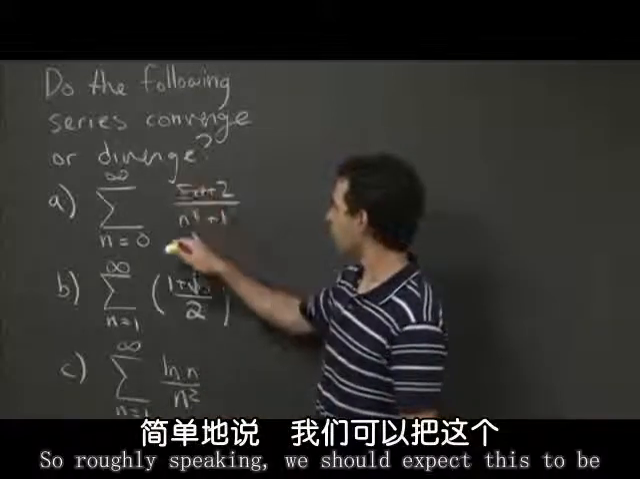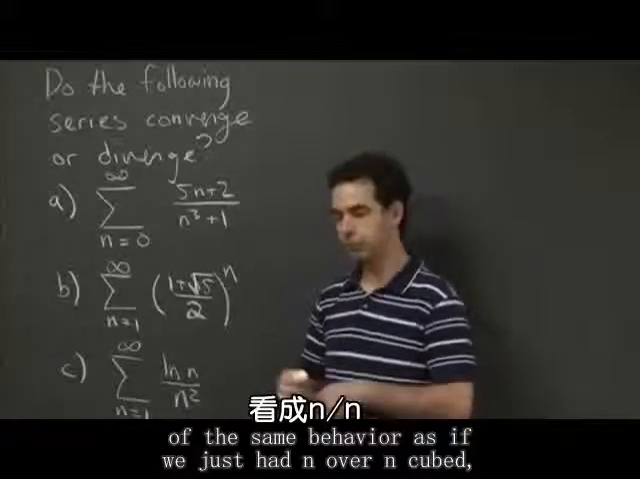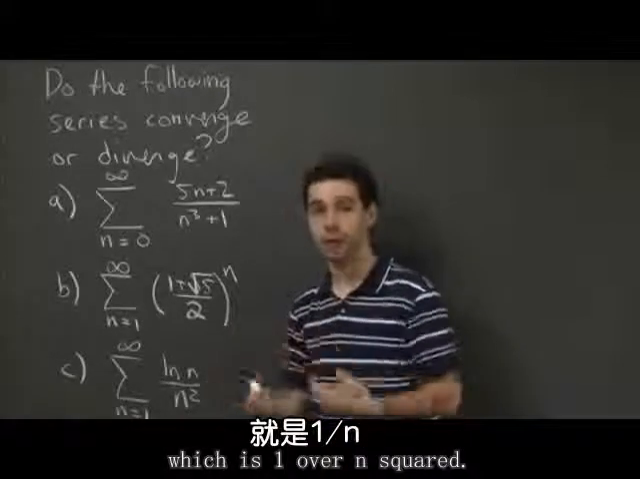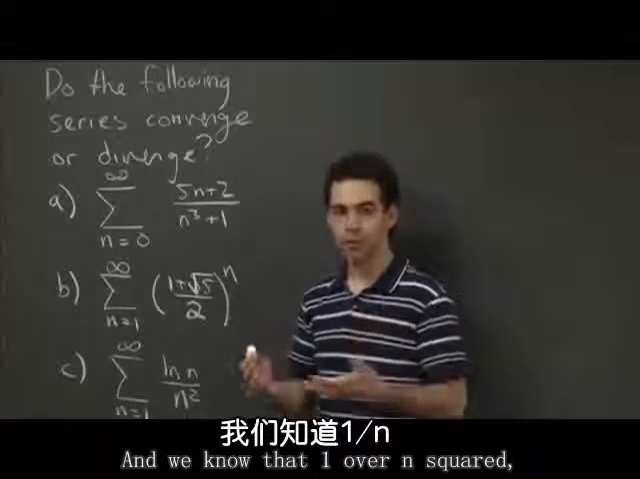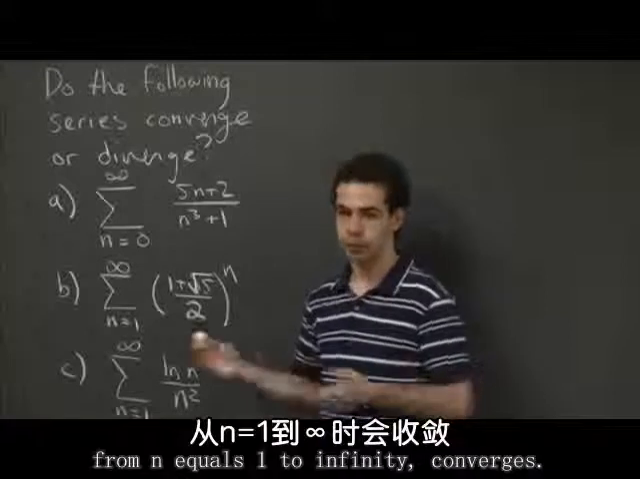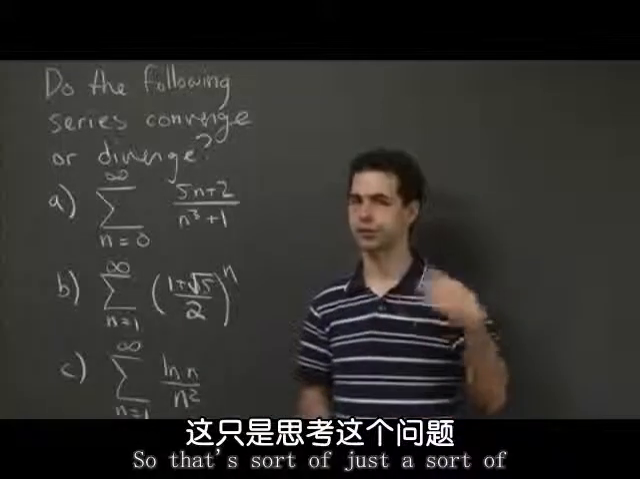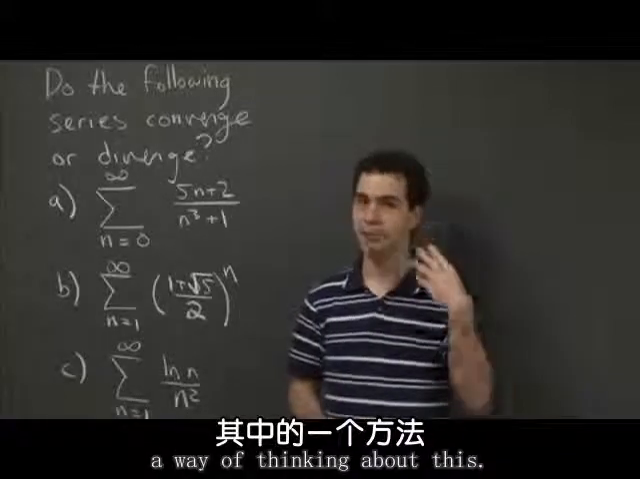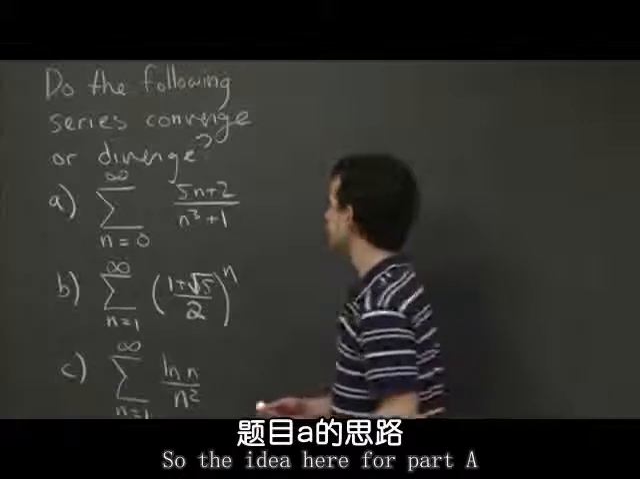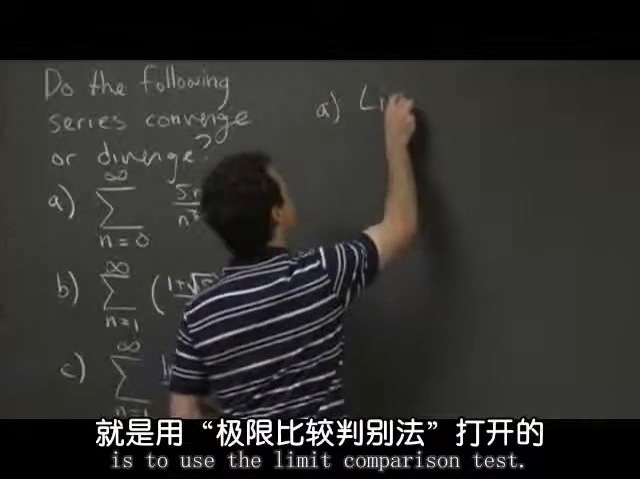So roughly speaking, we should expect this to have the same behavior as if we just had n over n cubed, which is 1 over n squared. And we know that the series 1 over n squared from n equals 1 to infinity converges. That's a way of thinking about this, and we can formalize it using the limit comparison test.